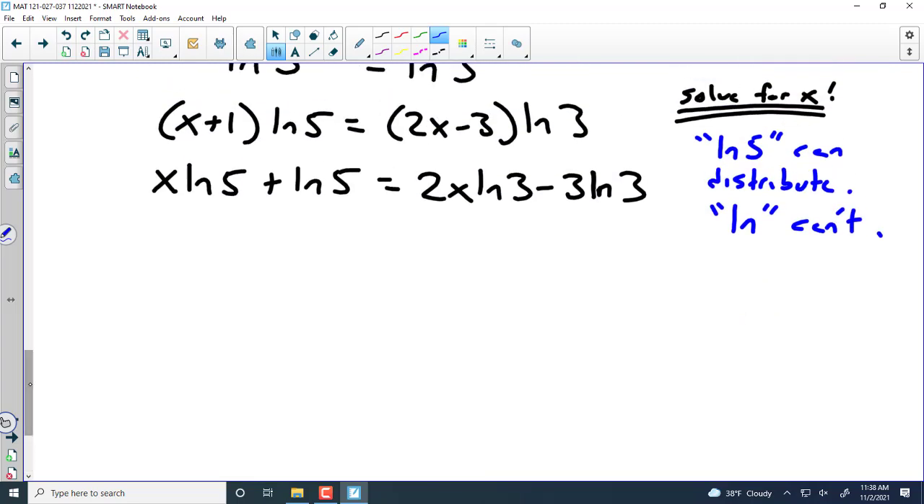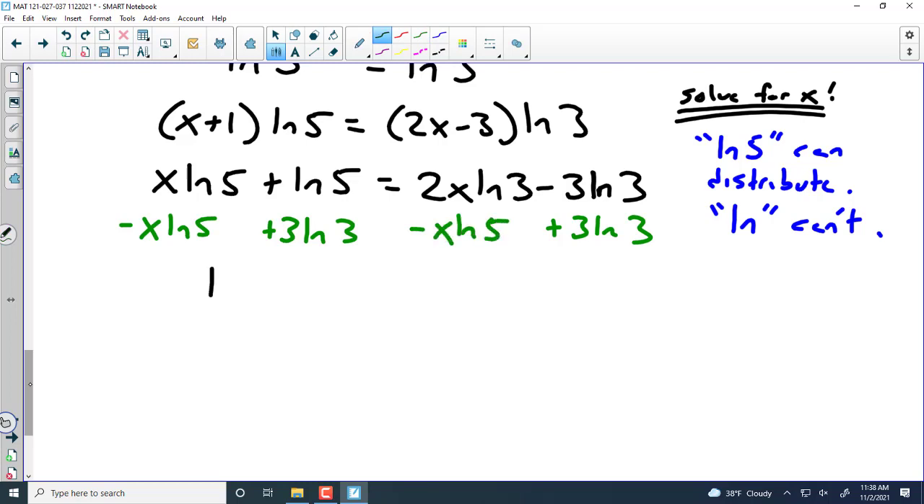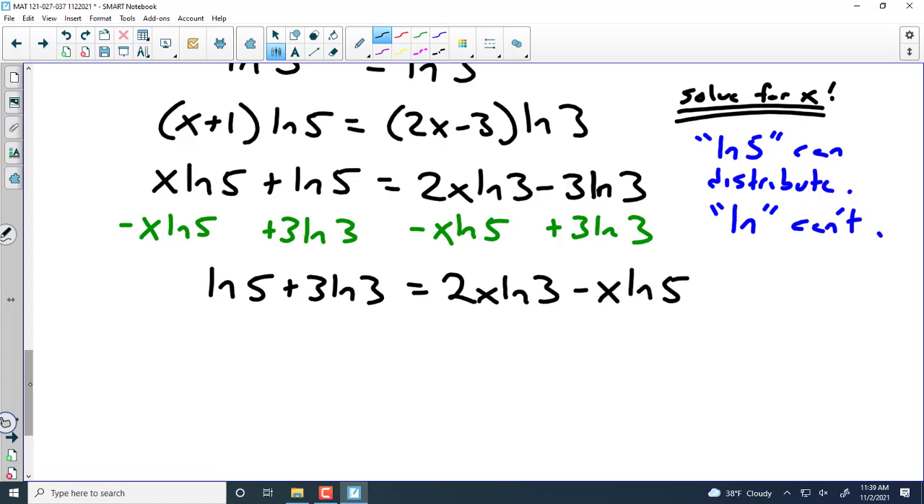And I don't like these either, because it's so easy to make a mistake. What am I trying to do? What's the mission? Solve for x. I'm going to add 3 ln 3 to both sides. I'm going to subtract x ln 5 from both sides. And if you do that, you will get ln 5 plus 3 ln 3 equals 2x ln 3 minus x ln 5.